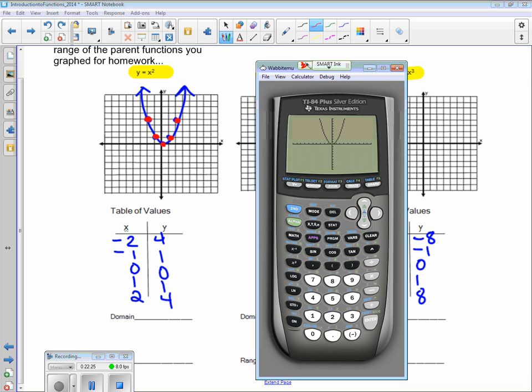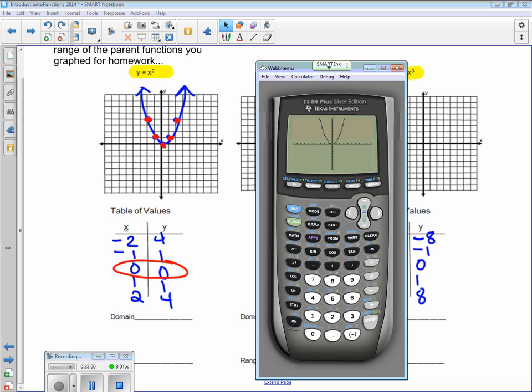So what's the pattern? Well, I start at 0, 0, and almost all of the parent functions you'll start there. Almost all, not quite. Then what's the pattern? I go from 0, 0, I went right 1, up 1, left 1, up 1. And then I went right 2, up how many? That's because 2 squared is 4. And then I went left 2, up 4, right? So this is the set of 5 points you really need. 0, 0, and from here.